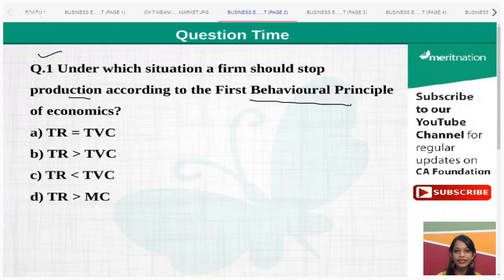Understand the logic, guys. A firm would never stop the production when TR is equal to TVC, right? That is your normal profits. No, A is not the answer, Anjana. I'm getting D as the answer. Why would D be the answer? Your total revenue is higher than the marginal cost, meaning you are earning more. Why would you stop the production? Obviously not. Then what is the answer?